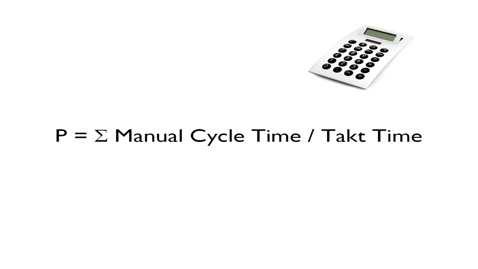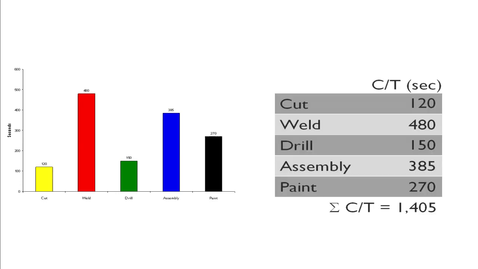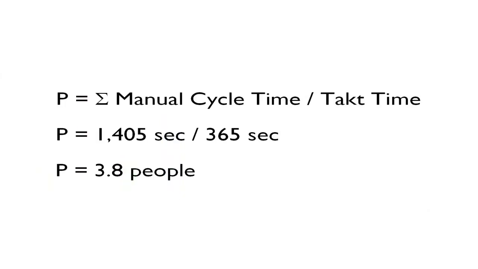And you'll notice we mentioned the manual cycle time, since this is the time an operator is actually needed to do something. So let's go back to our example and work through this calculation. When we sum up all of the manual cycle times, we learn that the total manual cycle time of this process is 1,405 seconds. And since we also know that the takt time is 365 seconds, we can calculate the optimal crew size by dividing 1,405 by 365, which gives us an optimal crew size of 3.8 people. Now, since we obviously can't have 0.8 of a person, we'll likely round this up to 4.